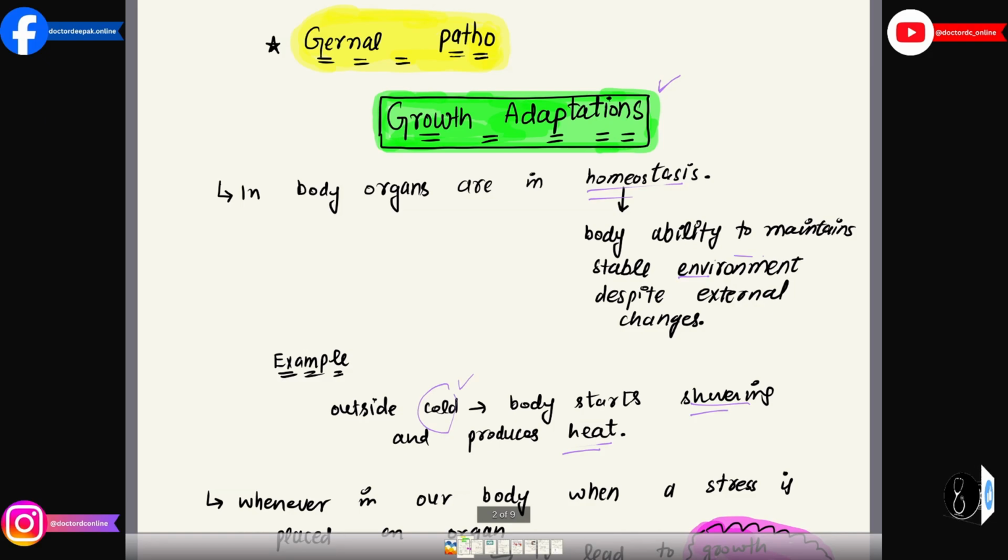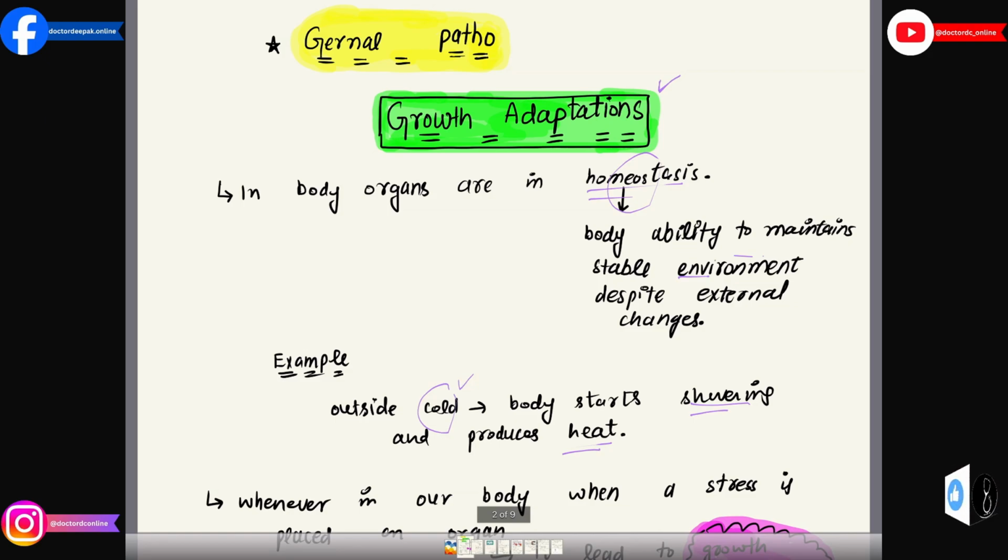And why does it produce heat? Because the body is trying to maintain the internal environment as compared to the external environment. So it is an example of homeostasis. Whenever there is a change in the external environment, our body will try to adapt to that change and maintain the internal environment of our body. So this is an example of homeostasis.